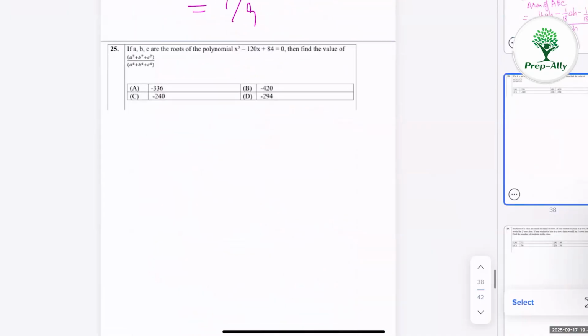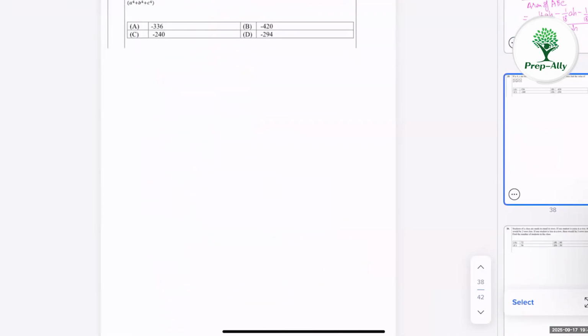So let's see question number 25. So here we're given that A, B, and C are the roots of the polynomial x cube minus 120x plus 84 equal to 0, right? So if you notice here, we don't have an x square term, right? Which means that the sum of the roots, that's A plus B plus C, is 0, right?